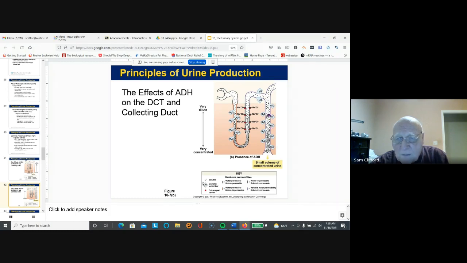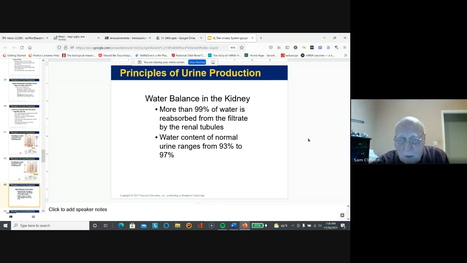Everybody knows from personal experience that your urine has a different color and a smell depending upon the concentration. More than 99% of the water is reabsorbed from the filtrate, and 93 to 97% of the water is in the urine.